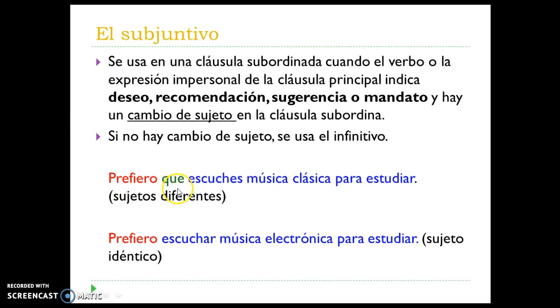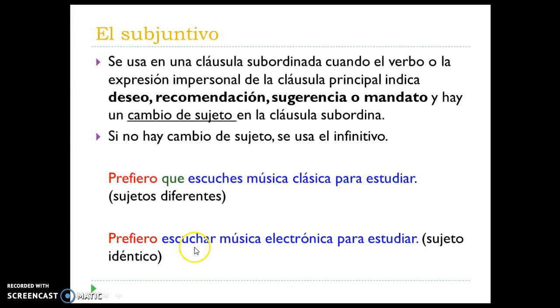And then we have the que, as we saw before, but notice that there's no que here. And here we have escuches, which is in the tú form. The verb escuchar, it's an AR verb, that's why it changes to E. Prefiero que escuches música clásica para estudiar. And as it tells us here, they're different subjects. Yo and tú. That's why we have this que here. I prefer that you listen to classical music when you study. Okay? Whereas here, prefiero escuchar música electrónica para estudiar. There's just one subject, and that's yo, right?